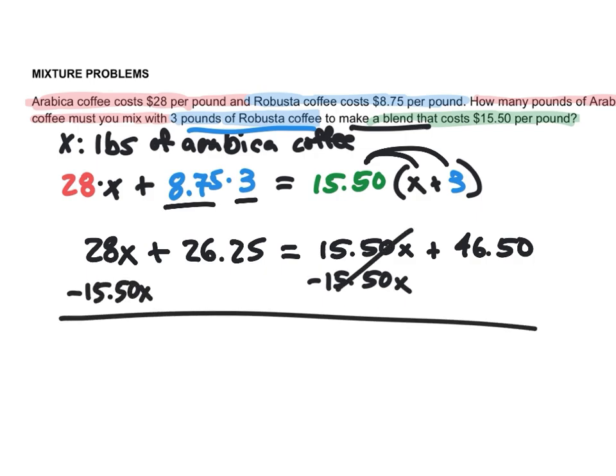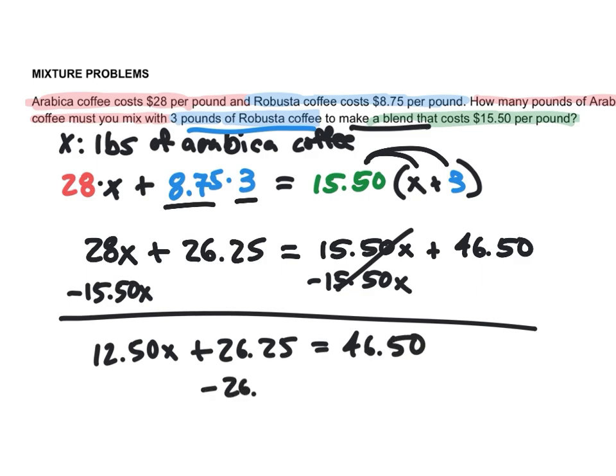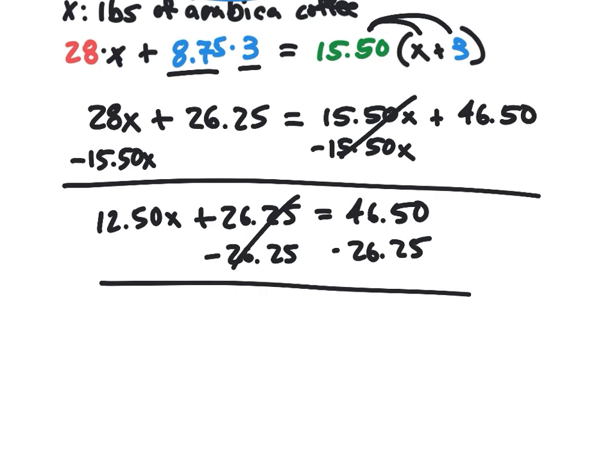That's going to cancel out. And if I do 28 minus 15.50, that's going to give me 12.50x plus 26.25 is equal to 46.50. Now, I'm going to subtract 26.25 from both sides. And this ends up giving me 12.50x is equal then to 20.25.